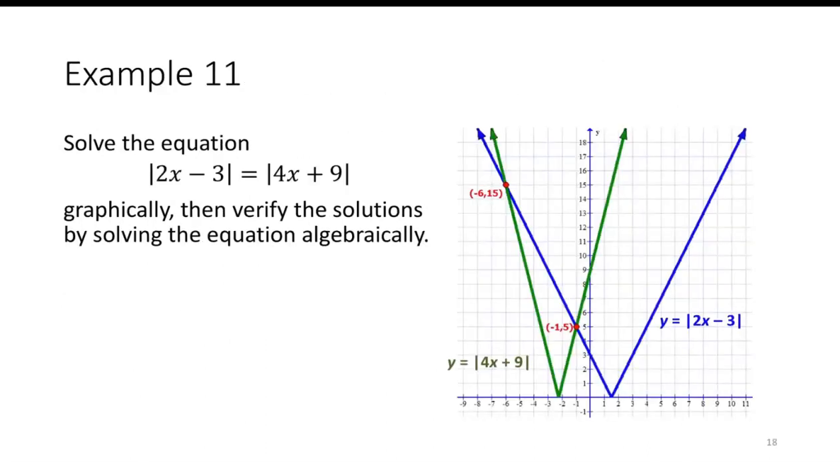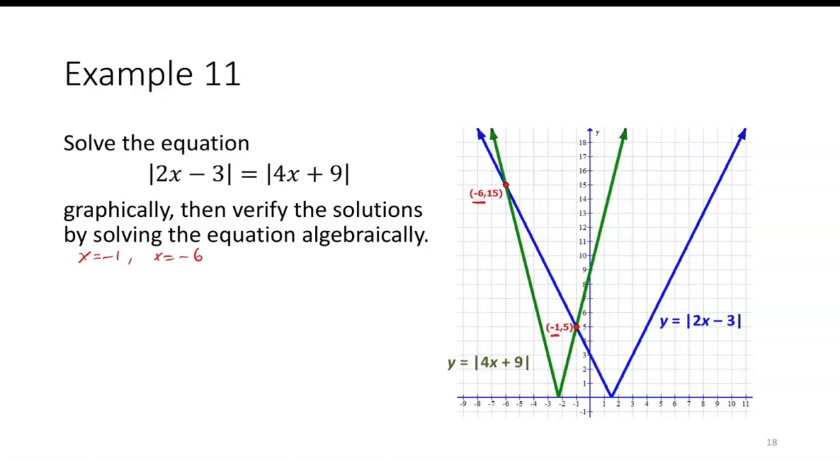So for instance, I have the absolute value of 2x minus 3 equals the absolute value of 4x plus 9. Here's the graph of those two equations. And you can see they cross right here when x is negative 1 and also when x is negative 6. So I know x equals negative 1 and x equals negative 6 are my two answers. Let's try to figure this out algebraically.